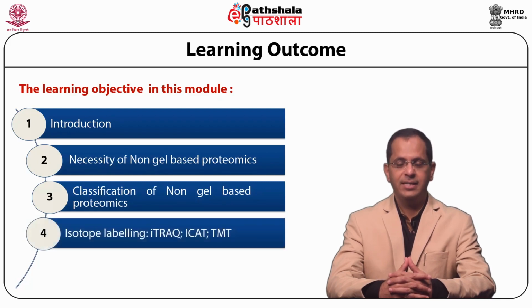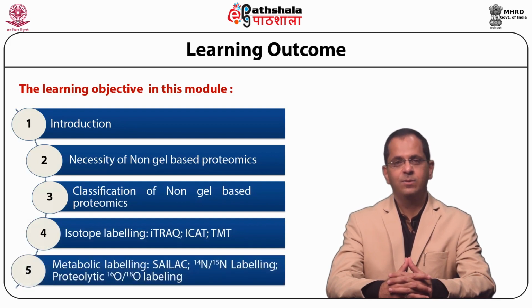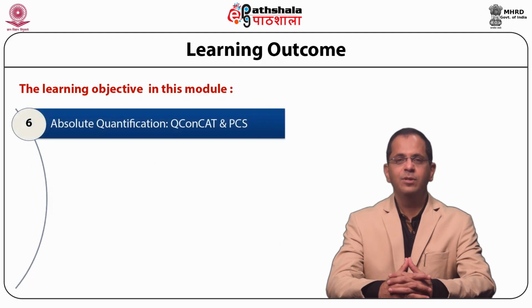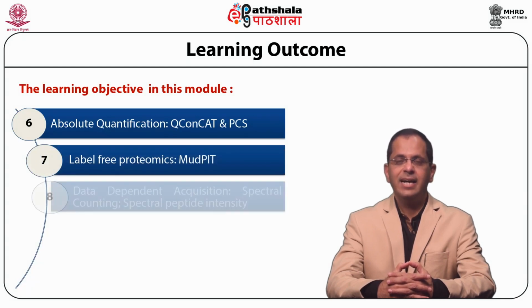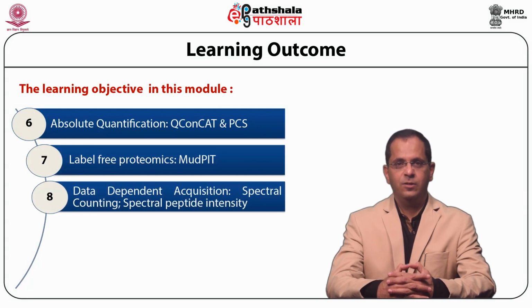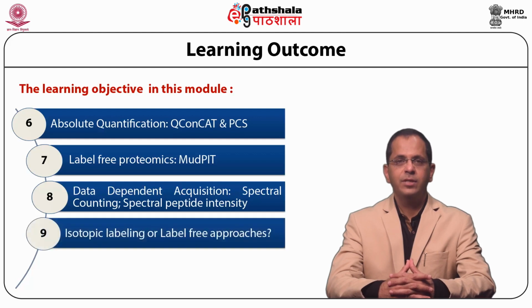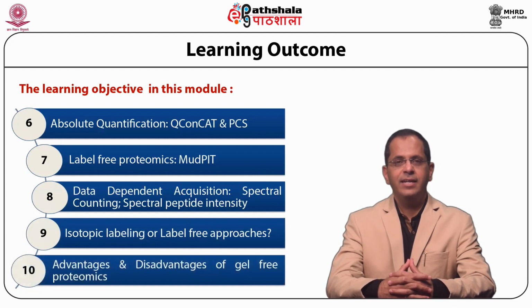Isotope labeling using iTRAQ, ICAT and TMT, Metabolic labeling that includes SILAC, nitrogen labeling, proteolytic 18 oxygen labeling, absolute quantification, QconCAT and PCPS, label-free proteomics that is MudPIT, data dependent acquisition that includes spectral counting and spectral peptide intensity, isotopic labeling or label-free approaches, advantages and disadvantages of gel-free proteomics.